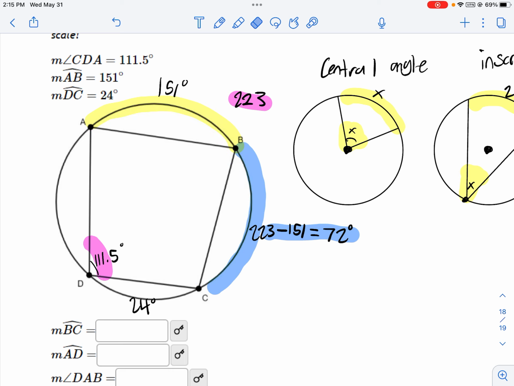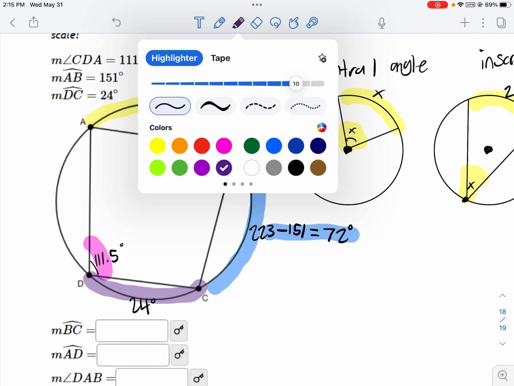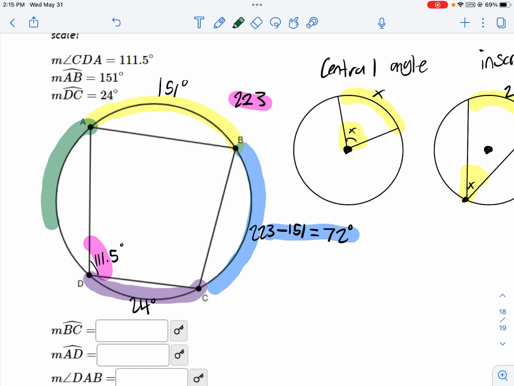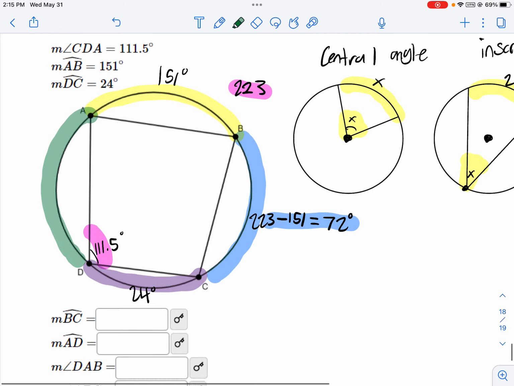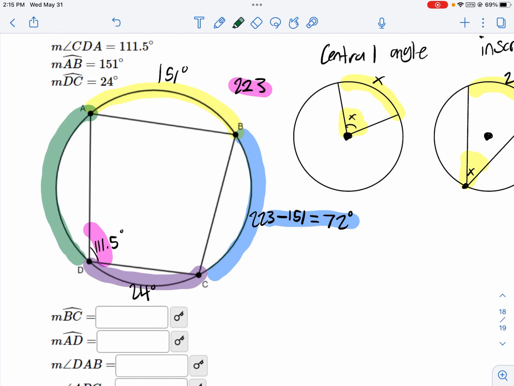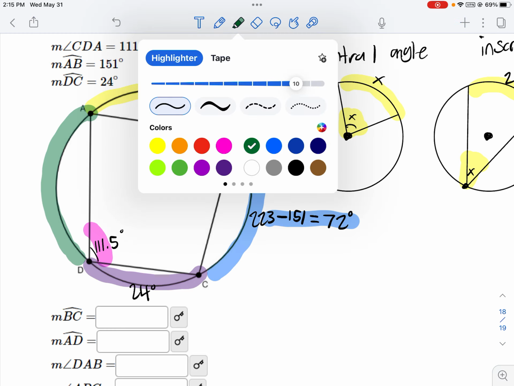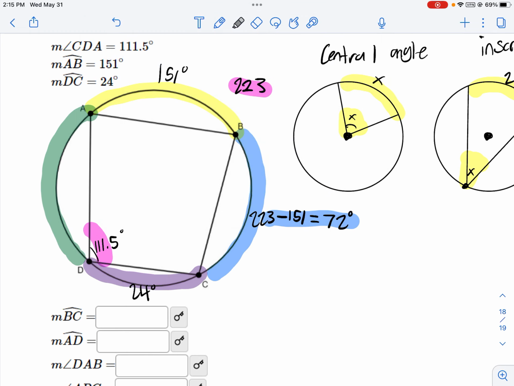Okay, and now that's really important because now we have 3 of our 4 arcs. We already know this bottom section is 24, so the only thing left to find is this arc over here. Well, how can we do that? Think about it. We know the yellow, the blue, and the purple. Isn't that most of the circle? That is every arc except the one we need.